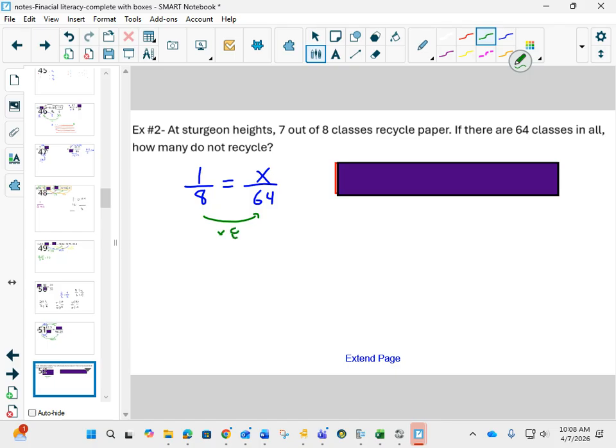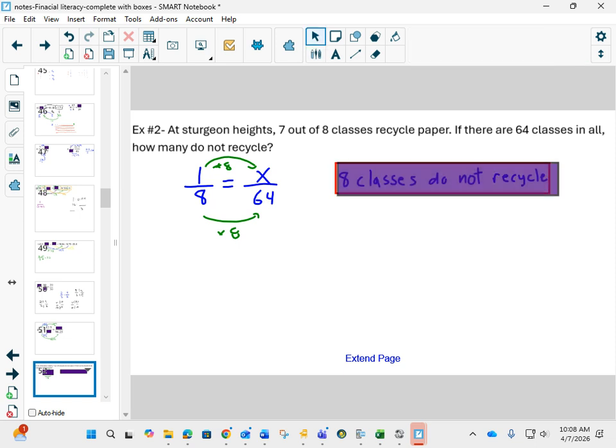8. Multiplied by 8. So what is our x going to be? We multiply by 8. Our x is going to be 8. And so we can say that 8 classes do not recycle.